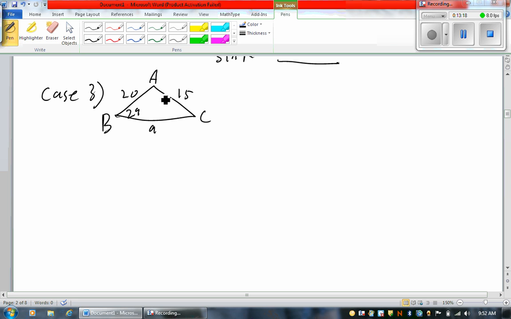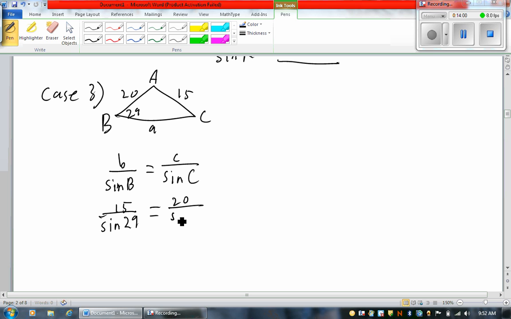So we're going to use law of sines to do that. My b is the one where I'm given both, so I'm going to use b over the sine of B equals c all over the sine of C. Plug in what I know, 15 all over the sine of B. Sine of B we know is sine of 29 equals side c is 20, and we're looking for sine of C.